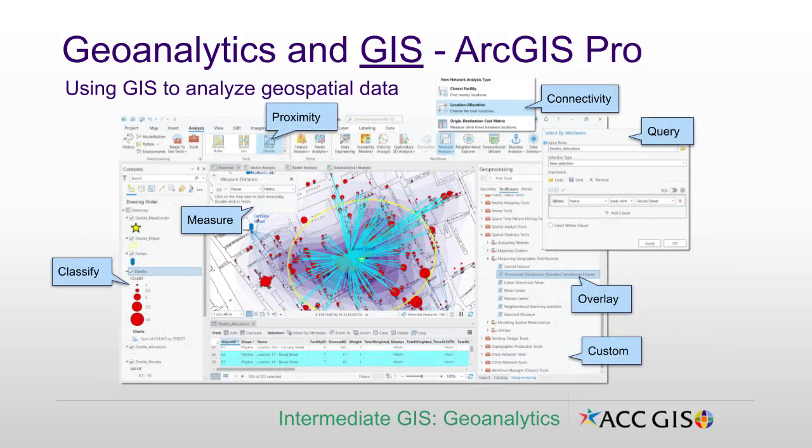And here's the same analyzing the ghost map analysis performed in ArcGIS Pro. You can see how, again, we're performing all those different categories of geoanalytics, including measuring, querying, and classifying data, performing proximity, overlay, and connectivity analysis. And then, of course, you can use ArcGIS Pro to perform custom analysis as well.